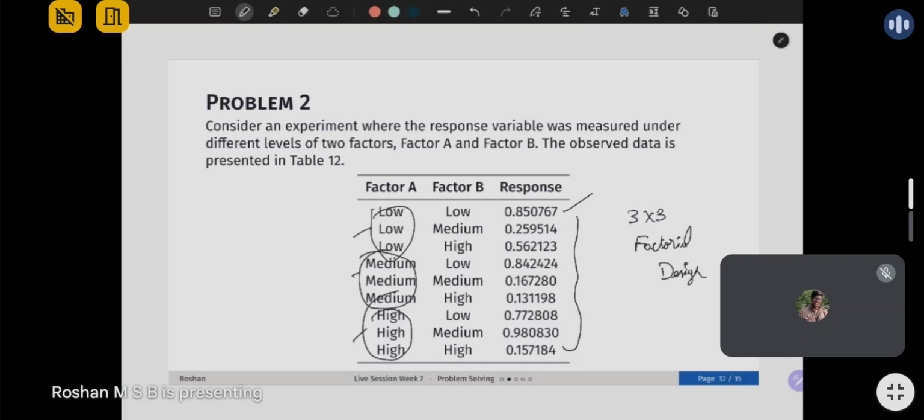Is the background noise too much? Because if I move outside, I'm not getting a good enough internet connection. Yes, the background noise is there. Okay.